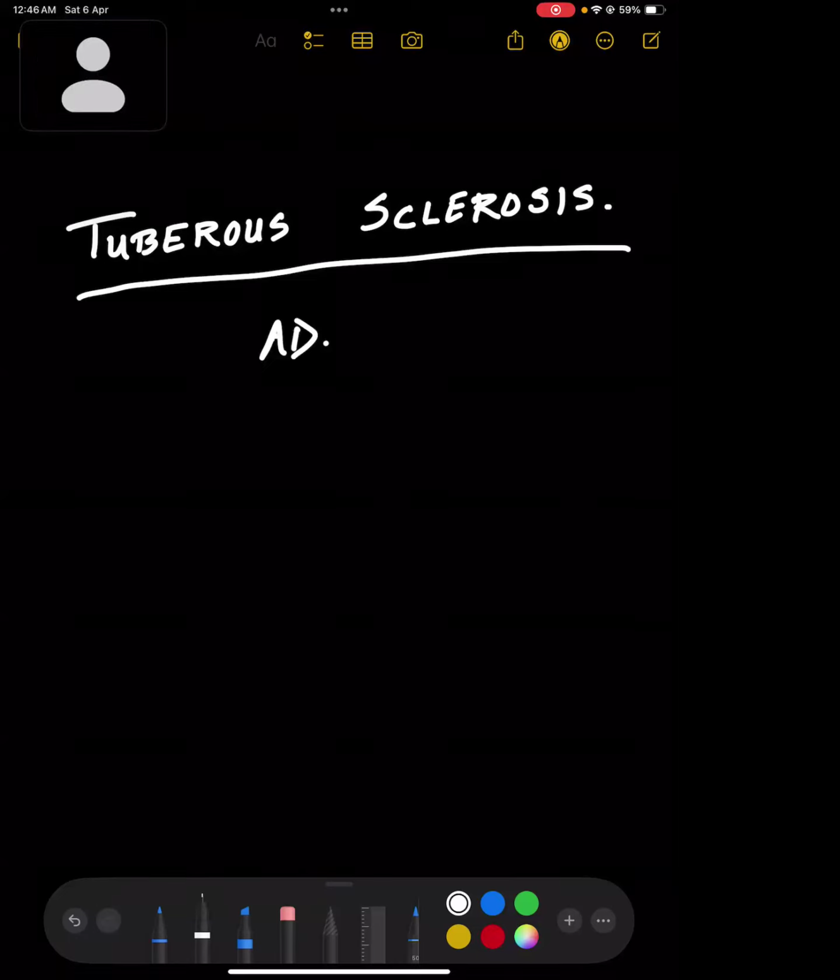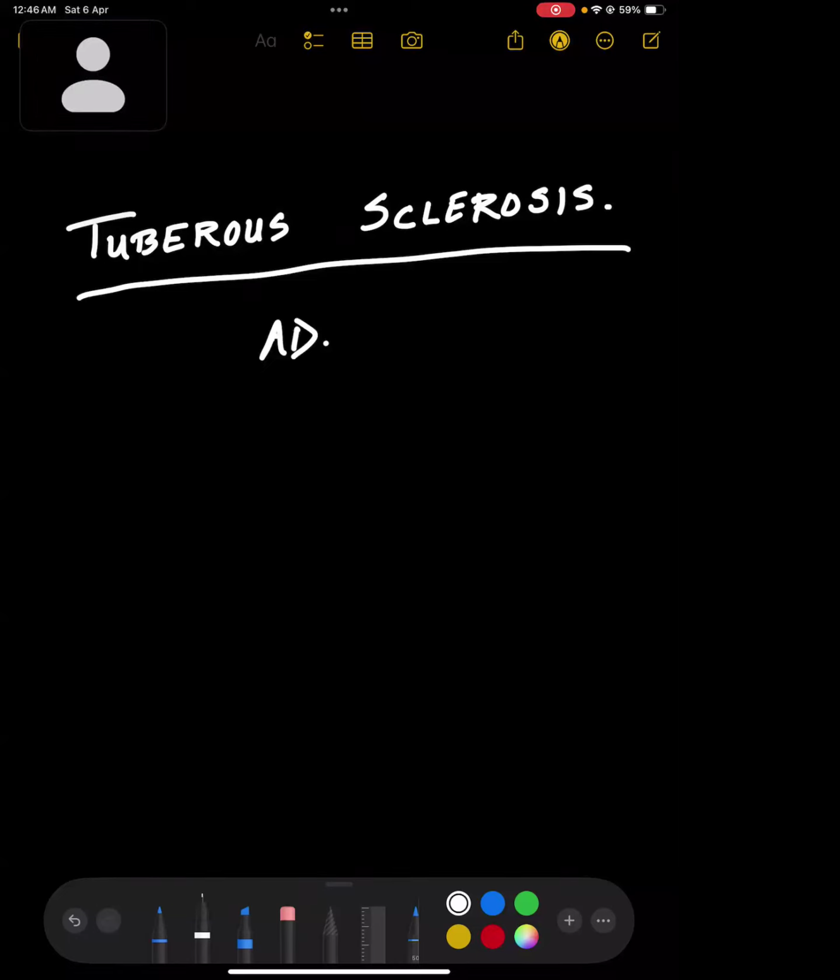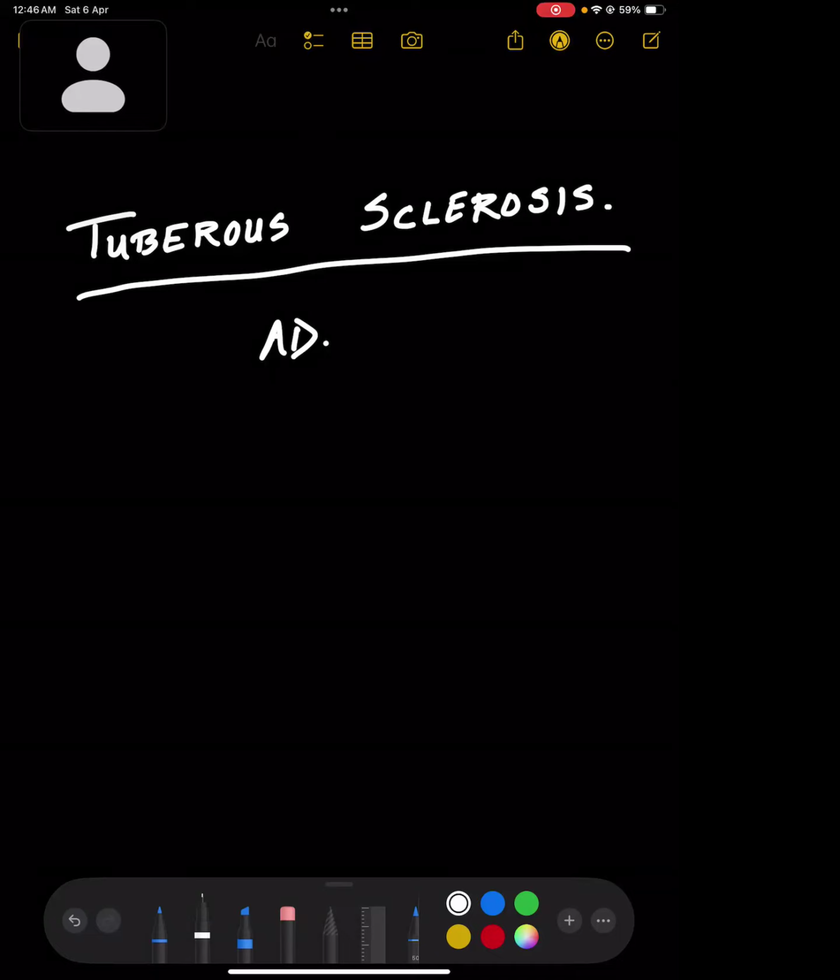So they can give vice versa. They will ask, maybe tuberous sclerosis, they will give you a scenario. They will ask you what kind of disease this is, autosomal dominant.